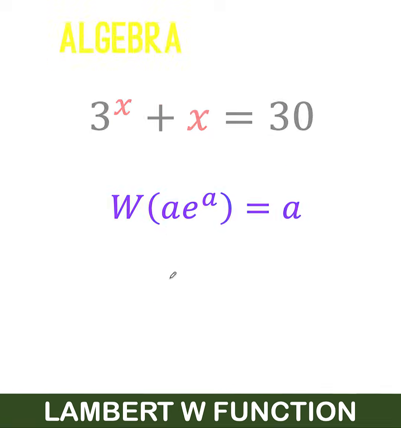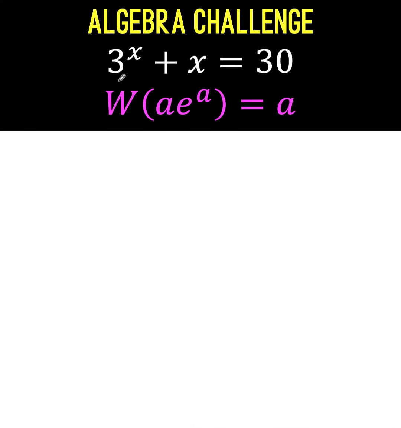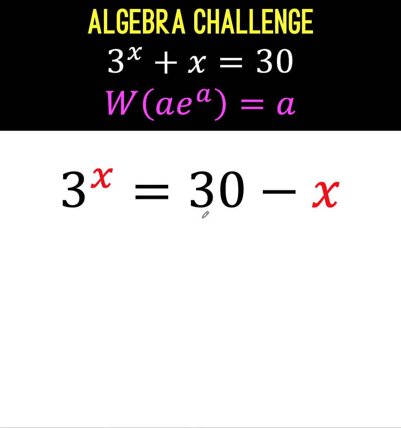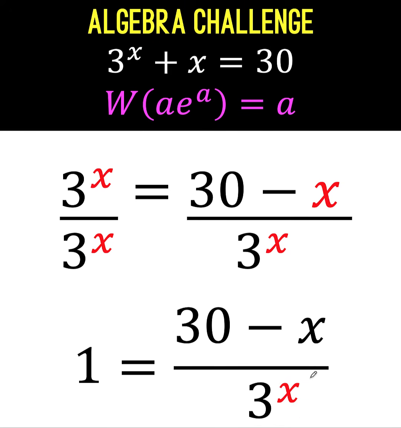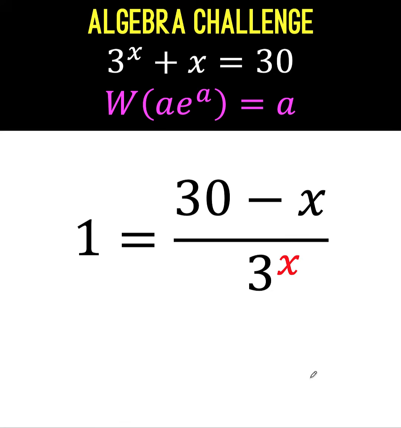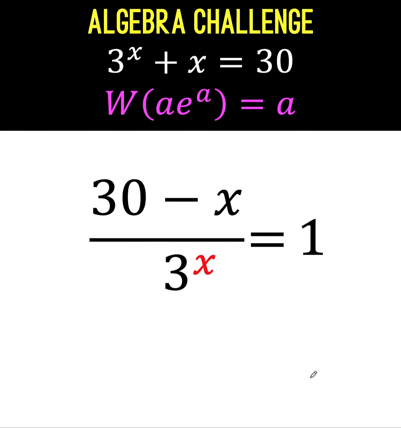Now let's solve this problem together. Let's begin by rearranging the order of the terms. Let's write this as 3^x = 30 - x. We subtract x from both sides of the equation. Then let's divide both sides of the equation by 3^x so that the left side becomes 1 and we just copy the right side. Now let's interchange the order so that 1 is on the right side of the equation.